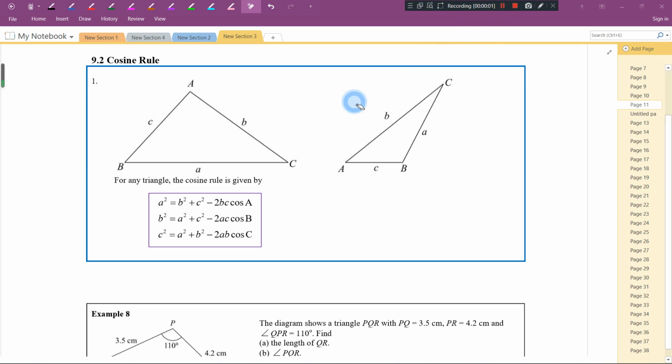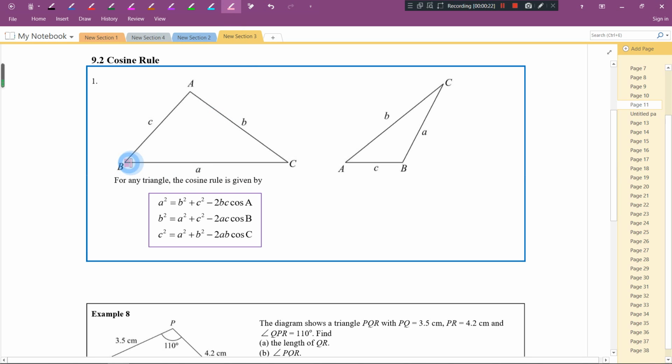Hi everybody, in this video let's look at cosine rules. There are a few formulae that you need to remember for cosine rules, but actually you only need to remember one. If you can remember the first one, then it will be very easy for you to come up with the second one and the third one. Okay, let's see. How do we memorize this formula?